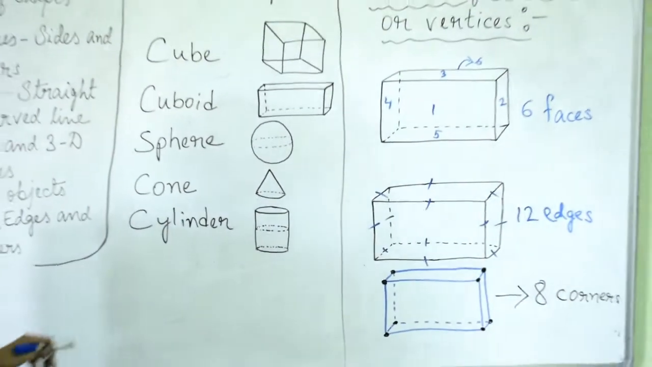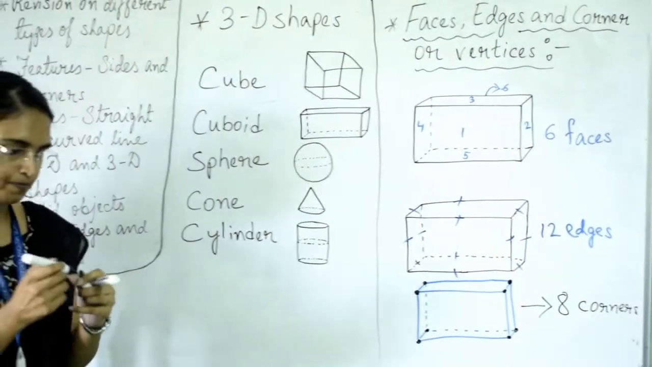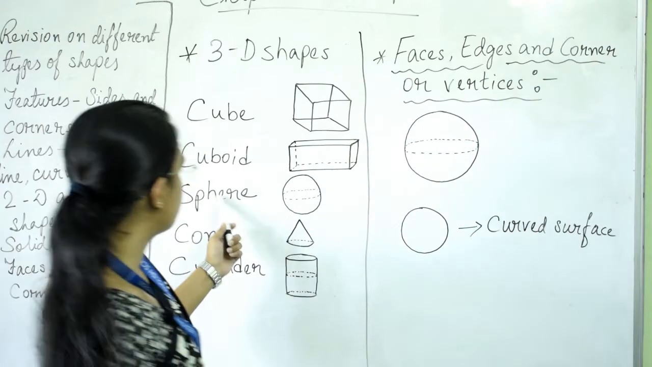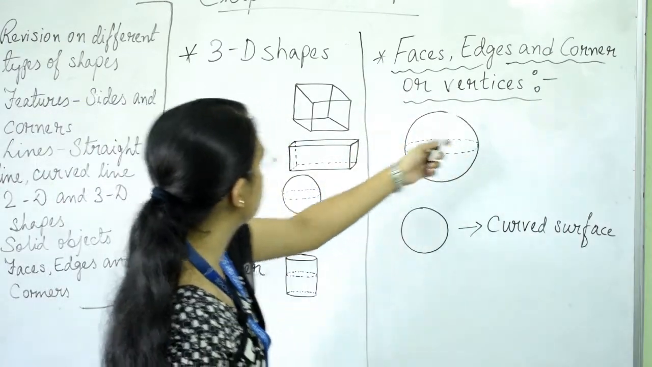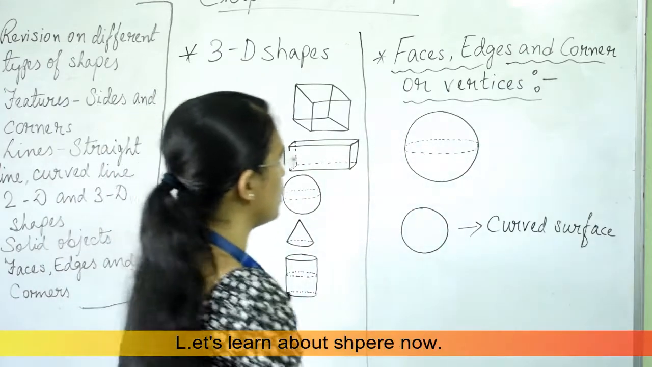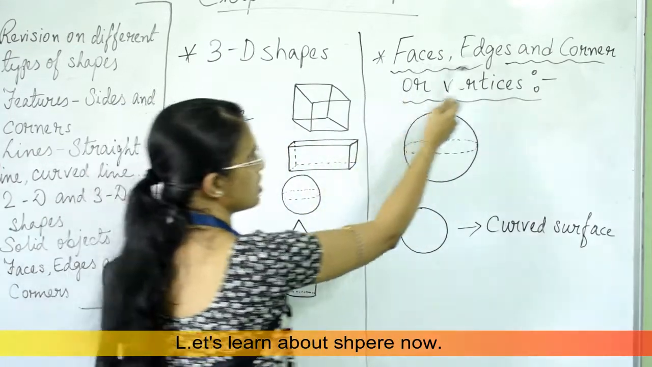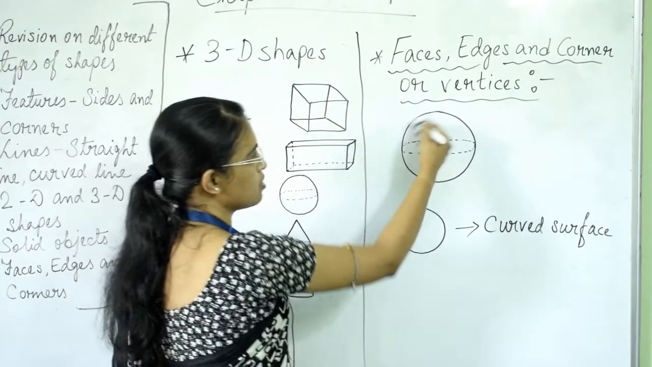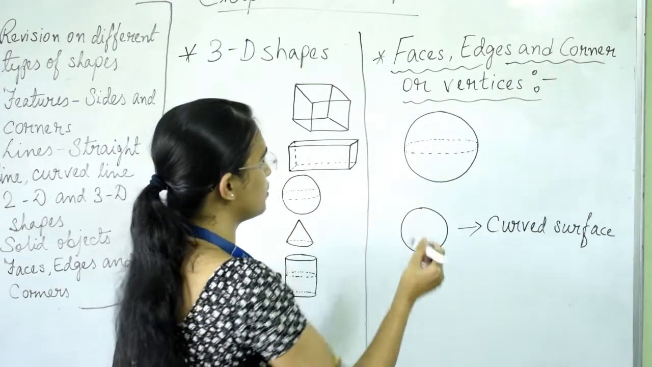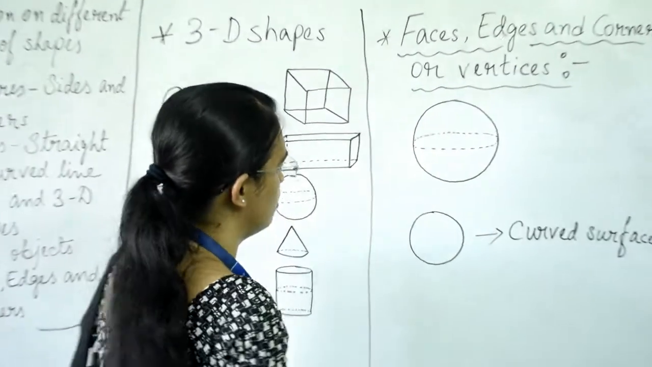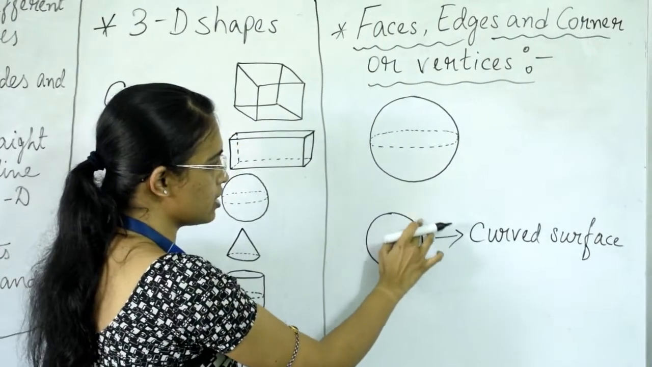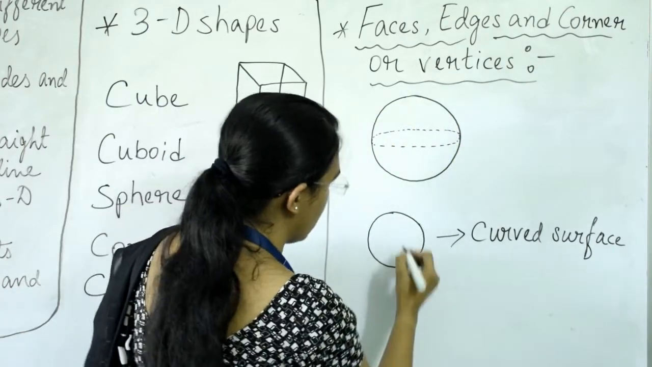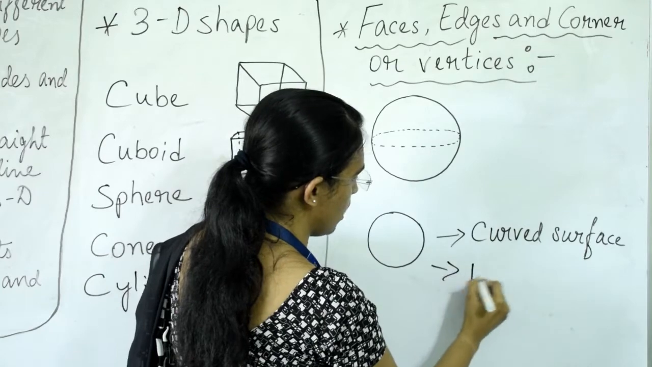Okay. Now we will discuss the sphere. So this is the shape of a sphere, right? In a sphere we have to find out faces, edges and corners or vertices. So in a sphere, how many faces are there? Only one. In a sphere there is only one face, that is the curved surface, this part.